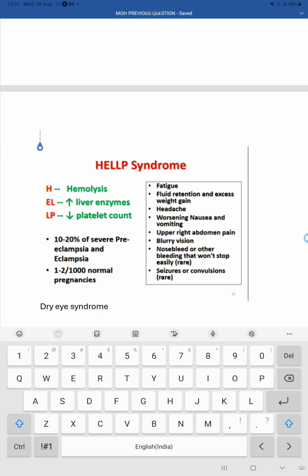It occurs after the 20th week of pregnancy, and the main important symptom is increased blood pressure. If it is not treated properly, it leads to preeclampsia, and then the baby will be getting IUGR, intrauterine growth retardation. Then brain damage, they can get HELP syndrome, and kidney failure. So these are the complications of pregnancy induced hypertension.